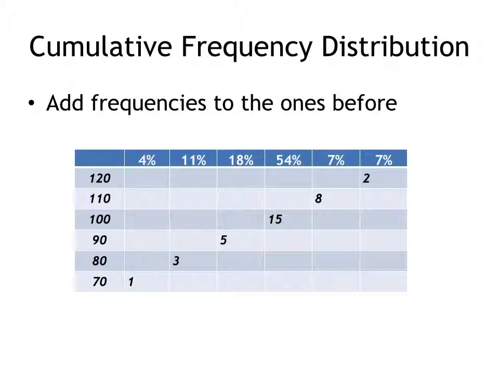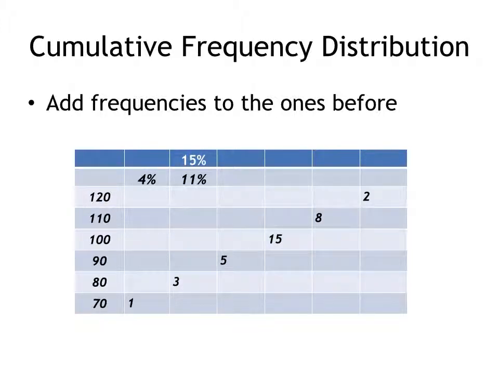So if I want to know how many students are below the 100 point, I've got 1 and 3 is 4, and 5 is 9. So I've got 4% of my students plus 11% of my students is 15, plus 18% of my students is 33. So 33% of my students are below that 100 mark in this sample.